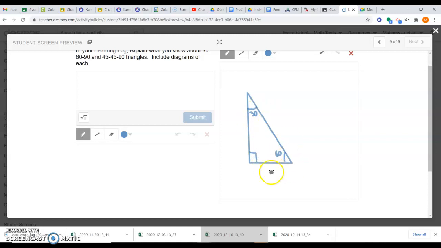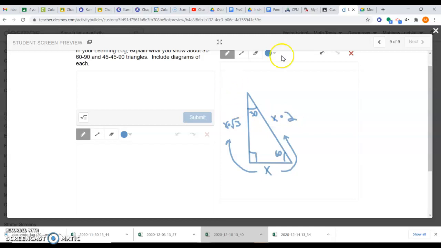Our 30 is always across from our shortest side, so I call it the short leg or the short side. If I leave it as a variable, it would be x, some value x. Now, to figure out the rest of the sides, being our long leg and our hypotenuse, there's a pattern. If you know your short leg, you multiply it by the square root of 3, so x times the square root of 3, to get your long leg. To find your hypotenuse, you do x times 2.